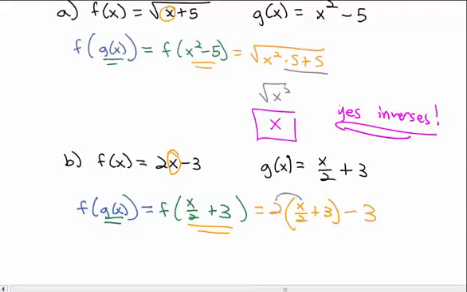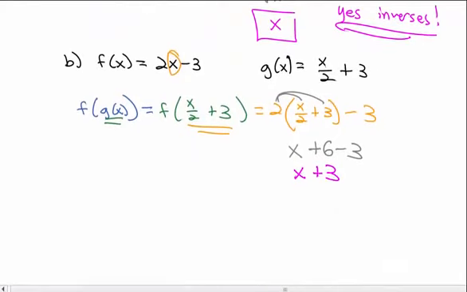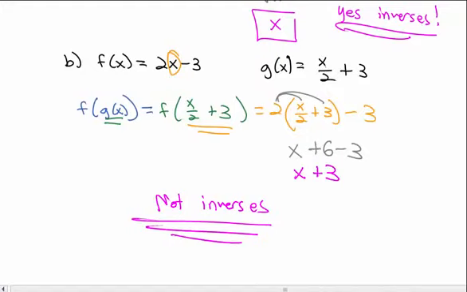And then we can start simplifying. We'll distribute the 2 through, and when the 2 goes on the fraction x over 2, we're just left with x. And 2 times 3 is 6 minus 3. What you notice this time is we end up with x plus 6 minus 3. When we combine like terms, we get x plus 3, not x. These are not inverses. For them to be inverses, their composition would need to equal x, and this one equals x plus 3, so that does not work.